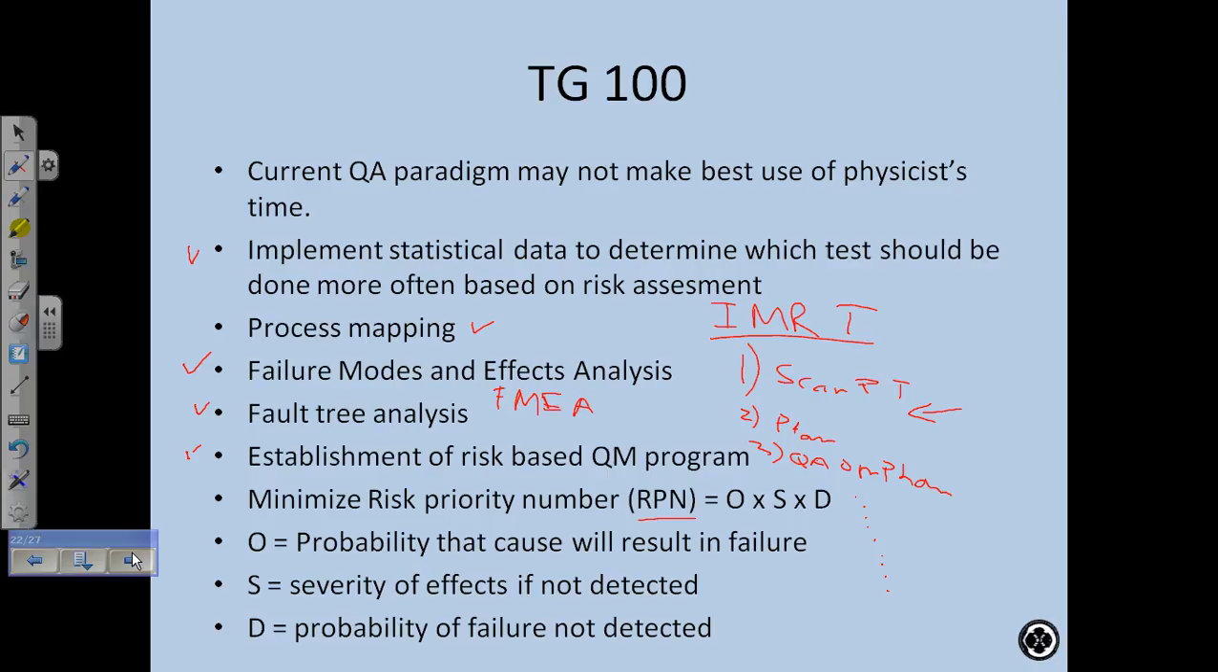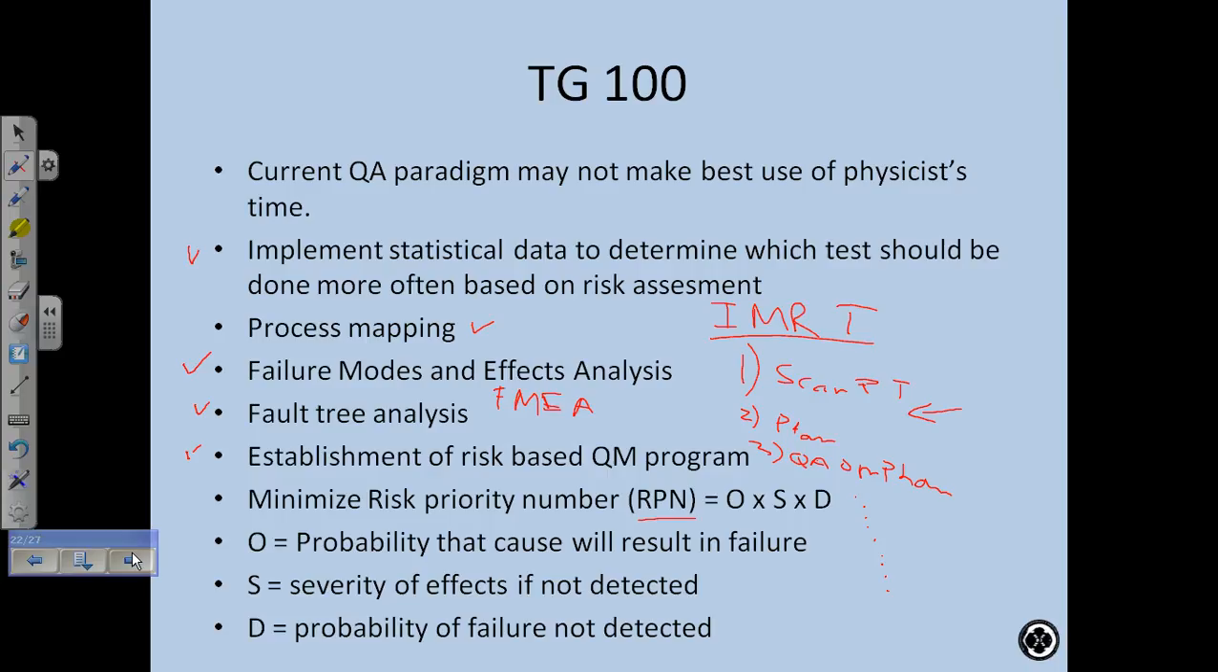Now, O is the probability that a cause will result in a failure. So what's the probability that if an effect occurs at a certain point in there, that will result in a failure? So if we say the patient's scanned in the wrong position, what's the probability that that will cause a failure? That would definitely be pretty high for that case. Other cases might not be so high.